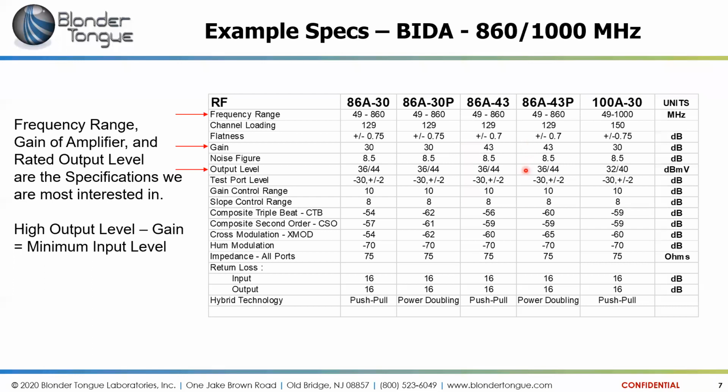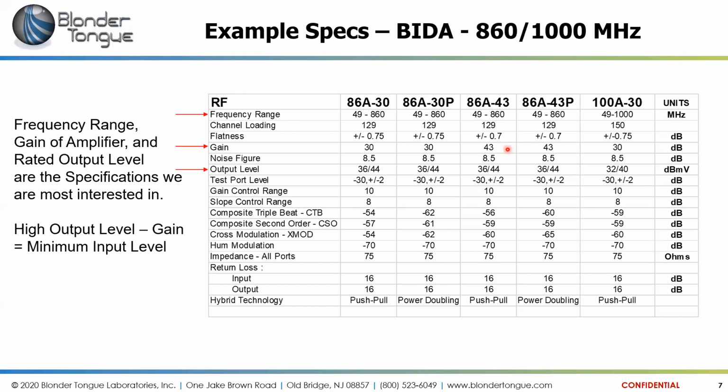So here we see on the 43 dB gain amps, again, the same rated output level, 36 over 44, 44 minus 43. We can hit this amplifier with a +1 dBmV and still achieve the 44 dBmV output. So the 43 dB gain amps do not necessarily get us more output level. I think that we'll save the rest of that conversation for another time. I could spend the whole hour on just talking about amplifiers and the what's and whys, but we'll just leave it at that for now.